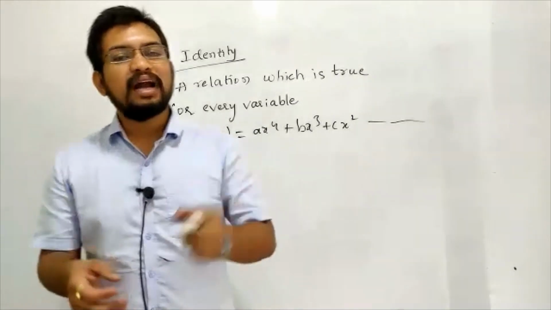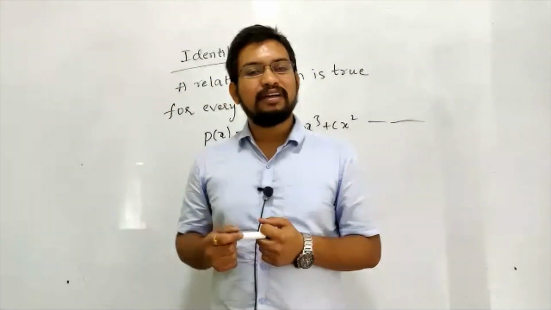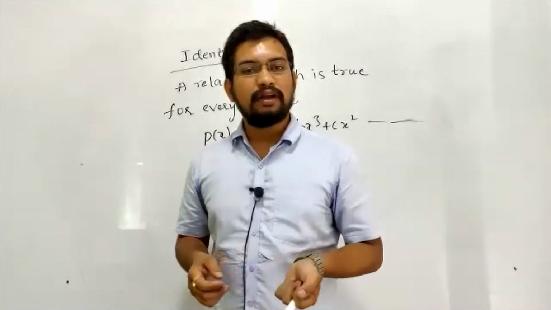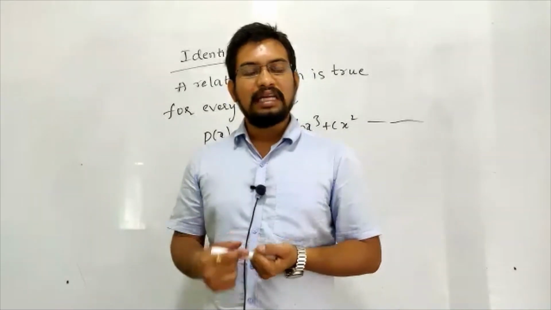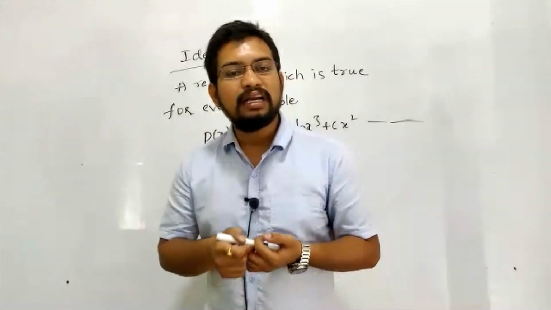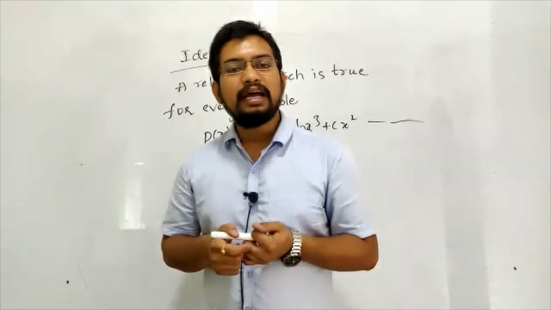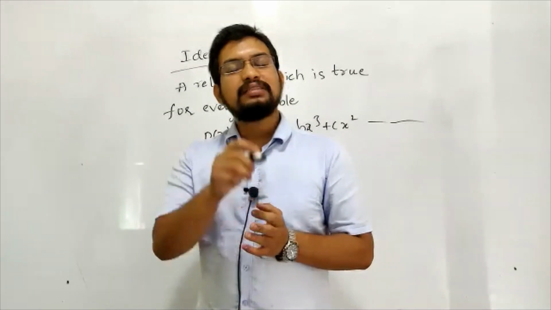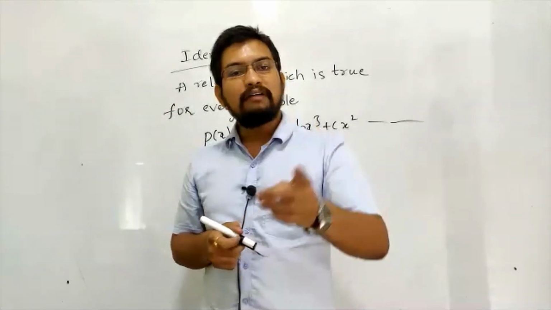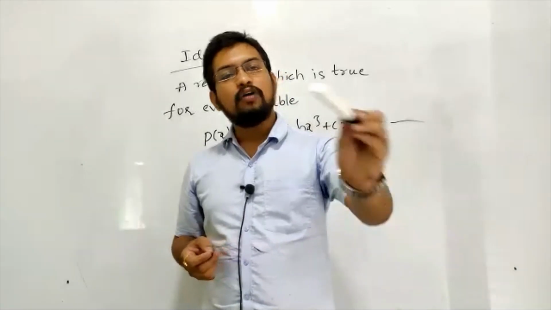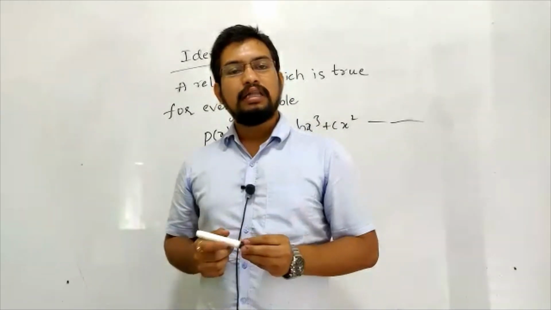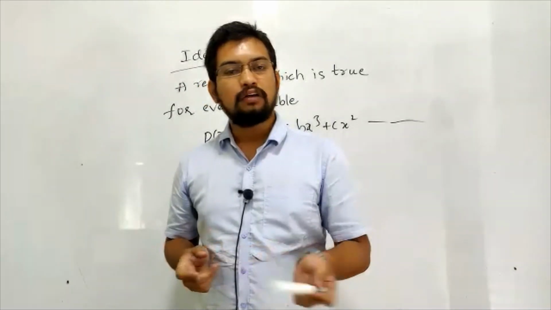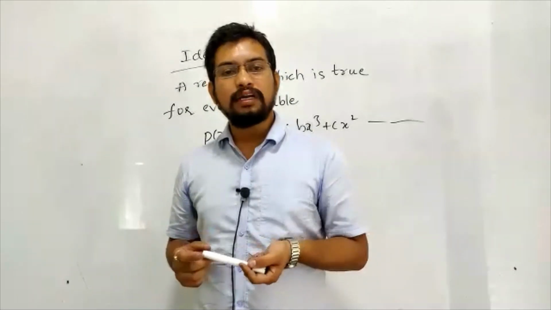Something like trigonometric identities. What is sin square theta plus cos square theta? Sin square theta plus cos square theta, you will be writing it as equal to 1. That is an identity. For all the values of theta where sin theta and cos theta are defined, sin square theta plus cos square theta will be equal to 1. The circular trigonometric function, sin square theta plus cos square theta is equal to 1.